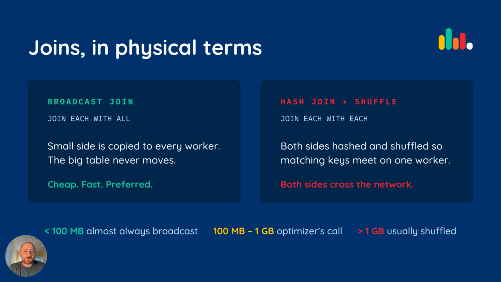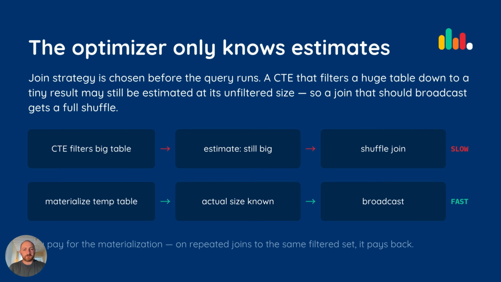The rough thresholds: under about 100 megabytes, almost always broadcast join. Over about a gigabyte, usually hash join with a shuffle. In between, it depends on the optimizer's estimates. And that word, estimates, is where it gets practical.